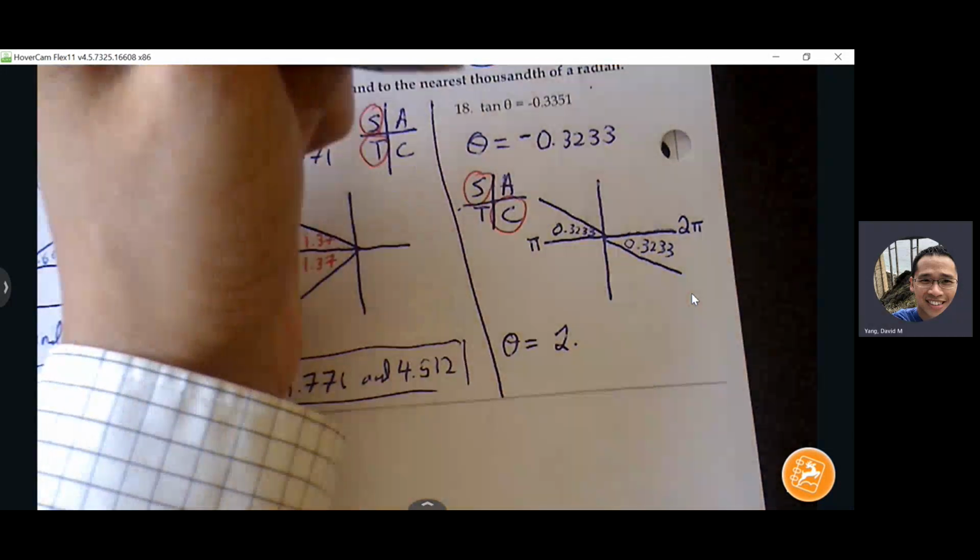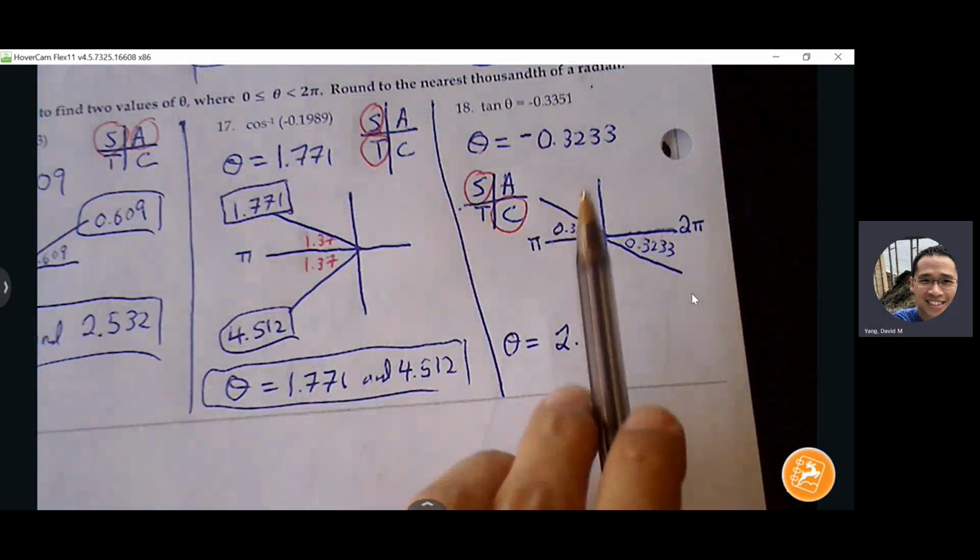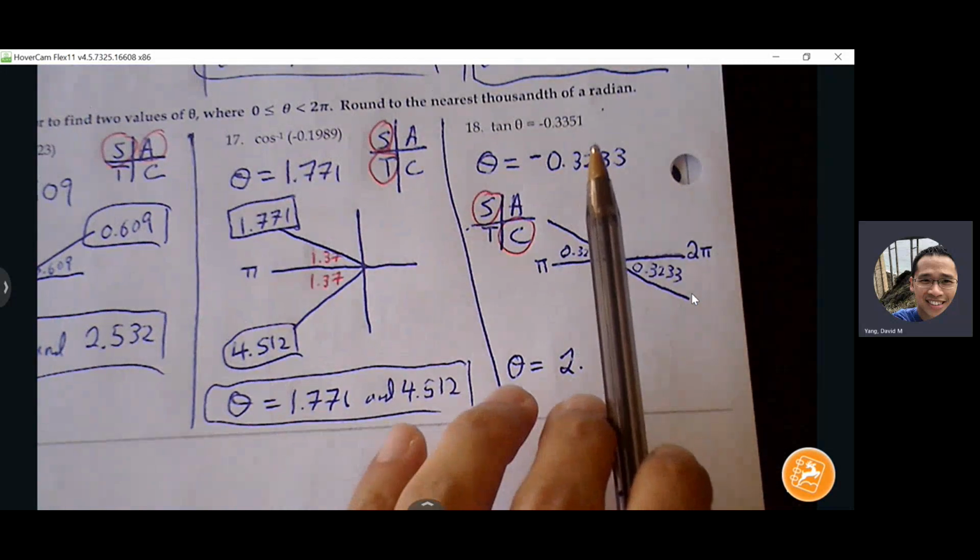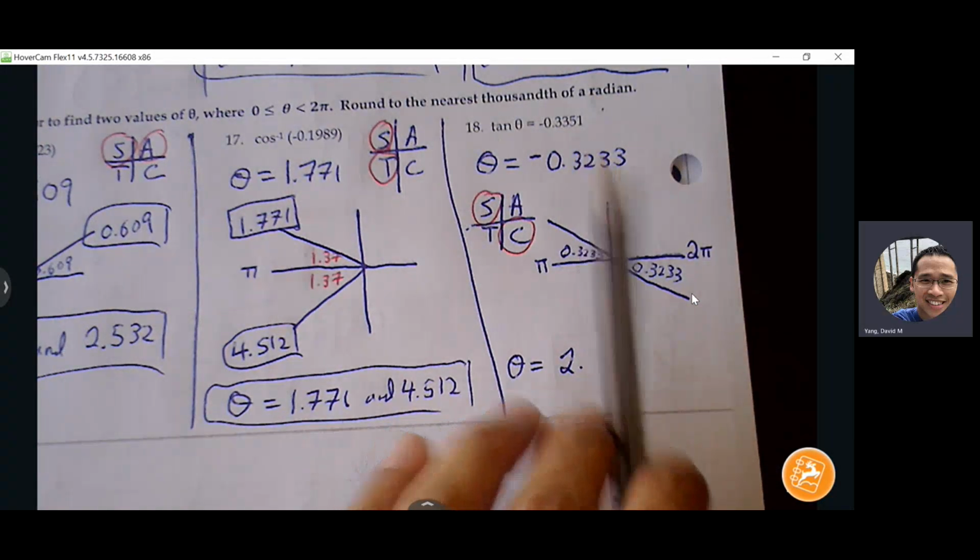If we subtract the decimal instead of using pi, it's just less accurate. I mean, if you have your calculator, just use the pi button.